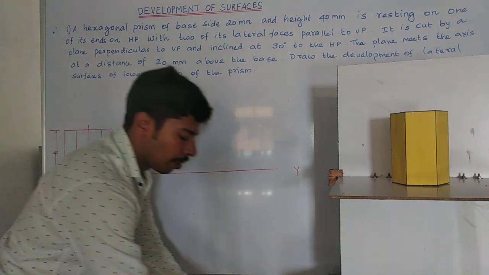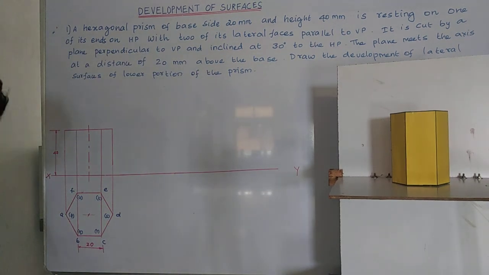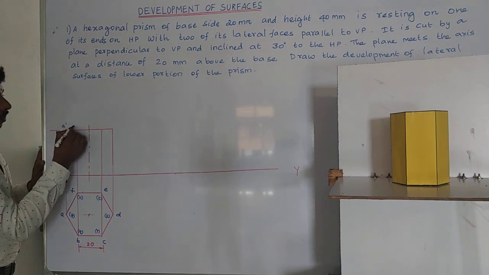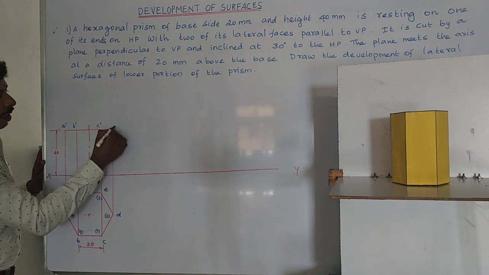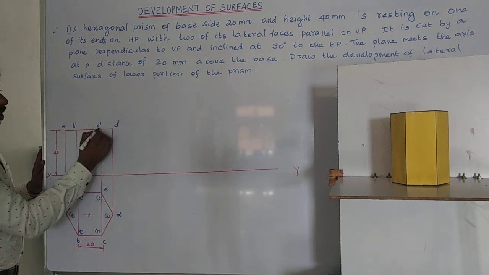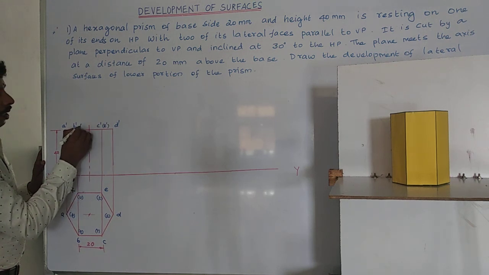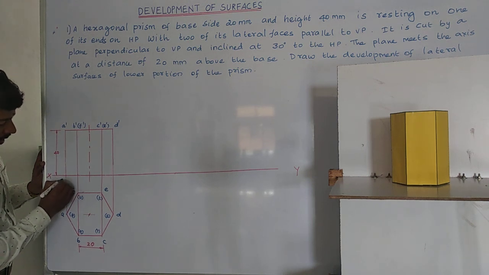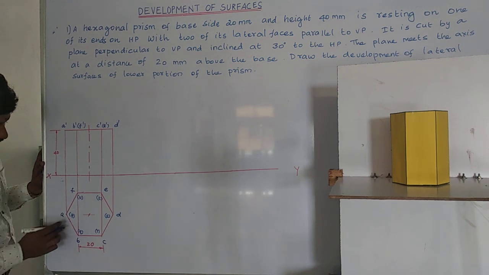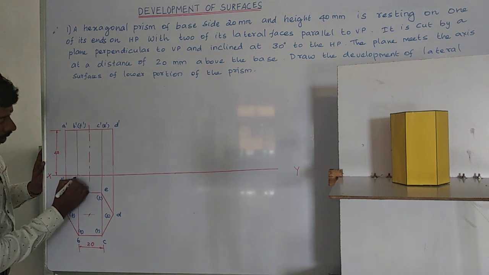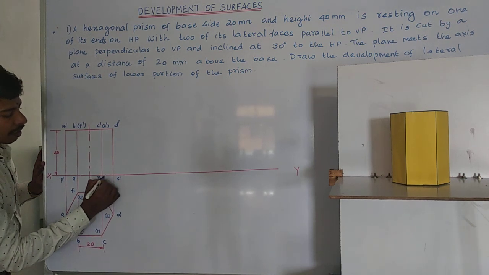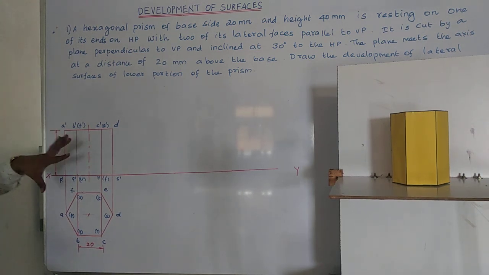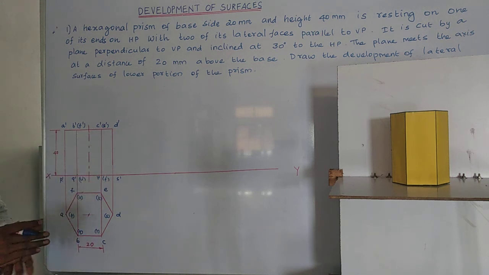Okay, then mark the front view also. So in the front view, what are the points? Here it is A dash, B dash, C dash and D dash. Once again A dash and F dash. And here P dash, Q dash, R dash, S dash, T dash and U dash are hidden. So now I have marked the top view and front view.